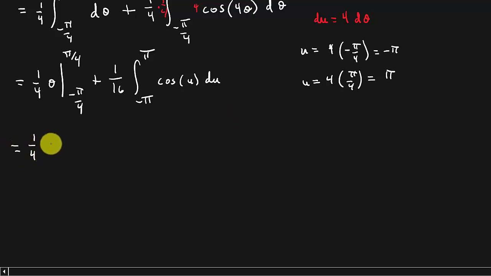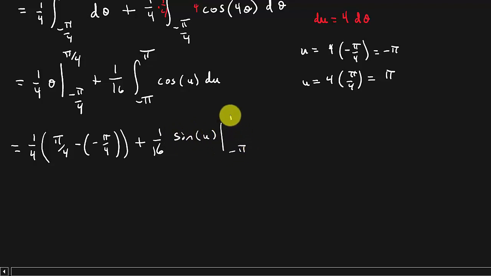And so this is going to give me 1/4 times pi over 4 minus negative pi over 4. All right, that's for that. Plus 1/16, and that's going to be sine u from negative pi to pi. Now, I don't know if you can see this, but just look at it. Did you see that's right there is going to be 0? Because the sine of pi is 0 and the sine of negative pi is 0. So all that's going to be 0.